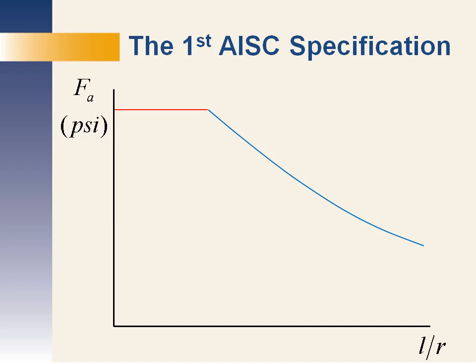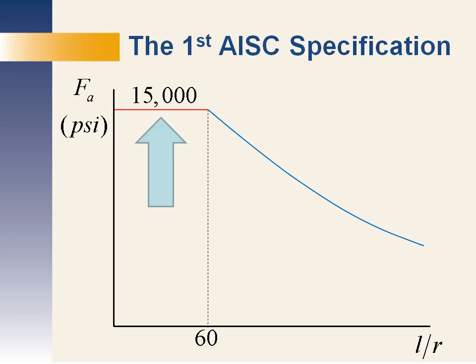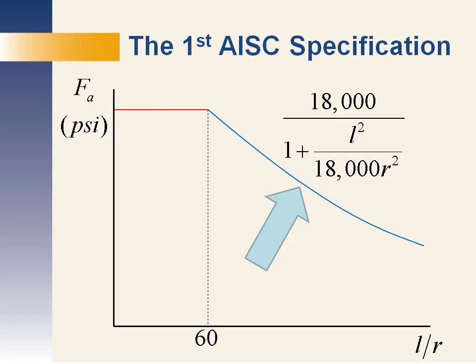The allowable stress for column buckling was given as shown in this curve. F sub A is the allowable stress, and it's plotted as a function of L over R, where L is the unsupported length of the column and R is the corresponding least radius of gyration of the section. And if we put some numbers and equations on this curve, the curve had a 15,000 psi allowable plateau. That was good for values up to L over R equal to 60. And the parabolic function shown here controlled thereafter.